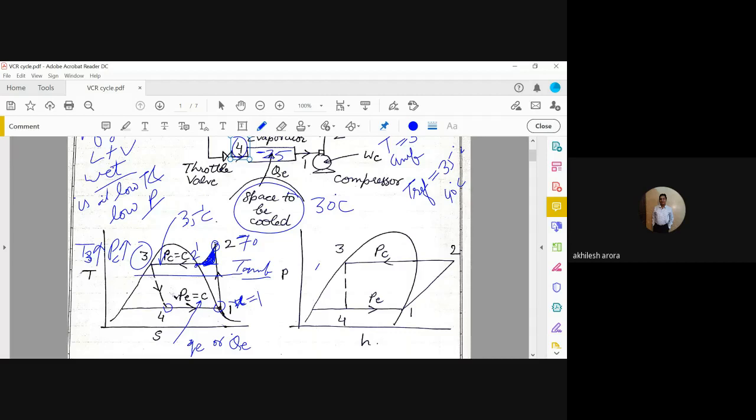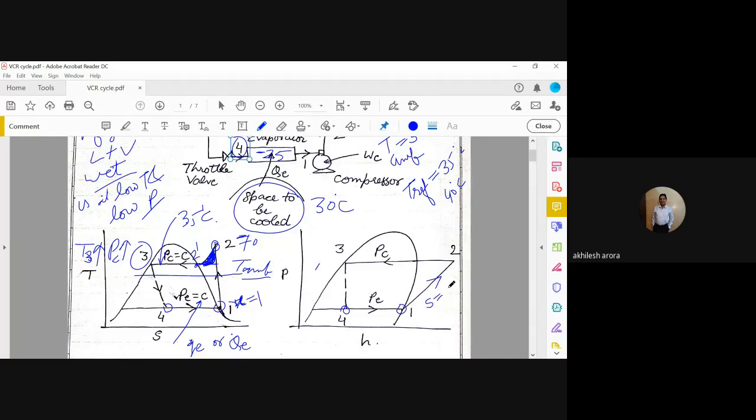Mainly, we have to use two types of diagrams to explain the vapor compression cycle. The first one is the TS diagram, and the second one is the pH diagram. In the pH diagram, the first process is the heat added in the evaporator from the space or the products to be cooled. This is process 4 to 1, which happens in the evaporator at constant pressure PE. PE means evaporator pressure.